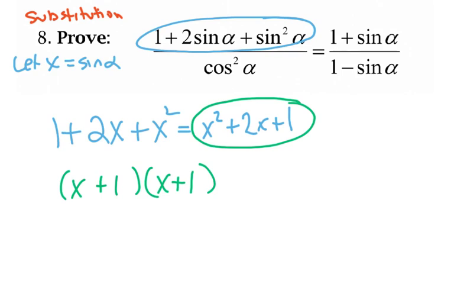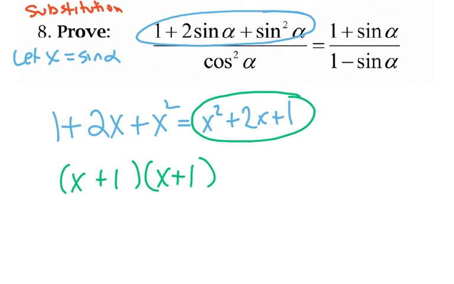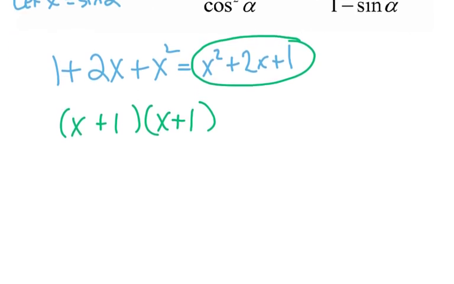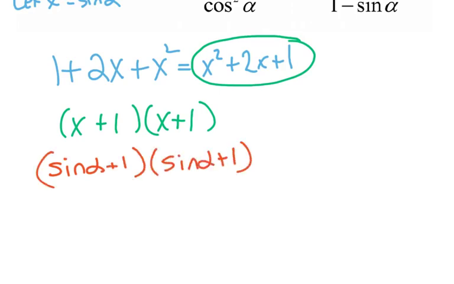So now let's go back and put back what we replaced. Instead of x, we're going to write sine alpha plus 1, sine alpha plus 1. So we just let x hold the place for it until we could get back to that. And then cosine squared alpha like that.